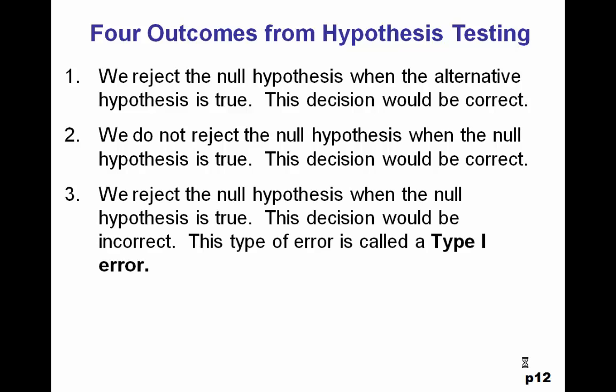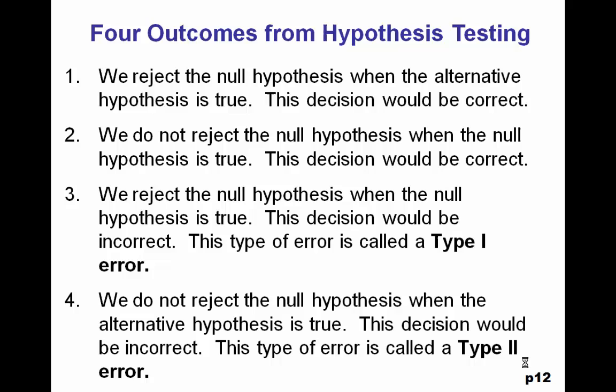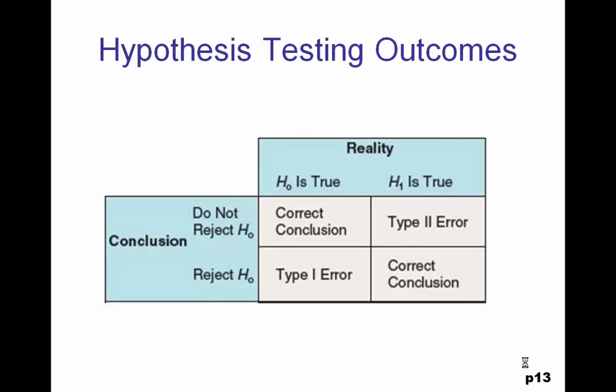The third possibility is that we reject the null hypothesis when the null hypothesis is true. This decision would be incorrect. If the null hypothesis is true, then we don't want to be rejecting it. If we do that, though, this type of error is called a Type 1 error. And the fourth possibility is that we do not reject the null hypothesis when the alternative hypothesis is true. This decision would be incorrect, and this would be called a Type 2 error. This is just a table that condenses the four possible outcomes in hypothesis testing.